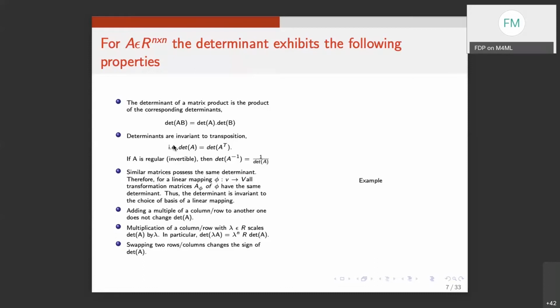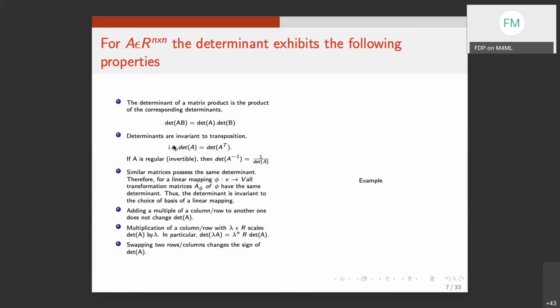So basically, the multiplication of a column or a row with a lambda which belongs to R scales the determinant of A by a lambda. So in particular, determinant of lambda into A is equal to lambda to the power of n into determinant of A. So swapping two rows or columns changes the sign of a determinant.